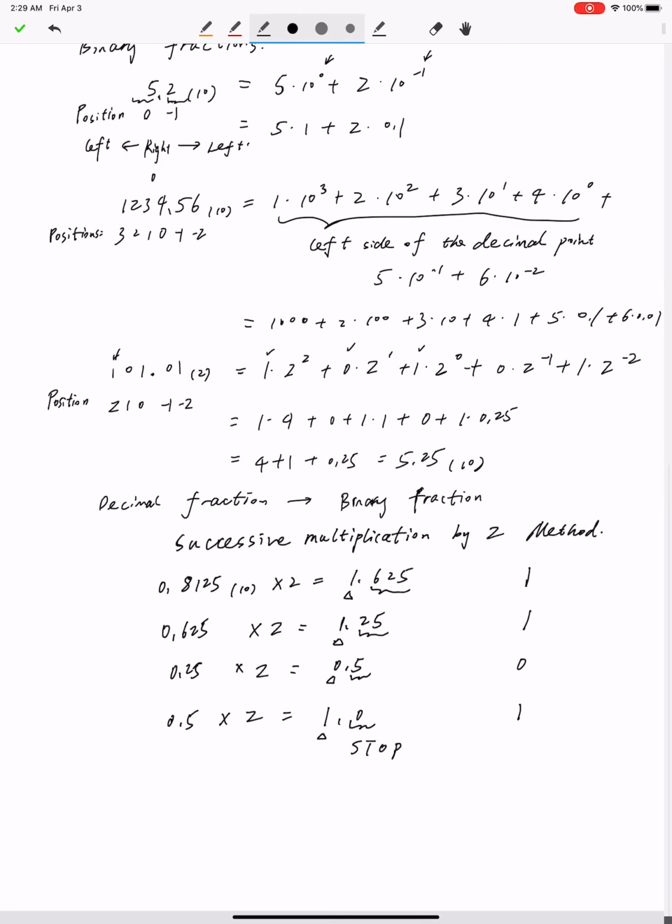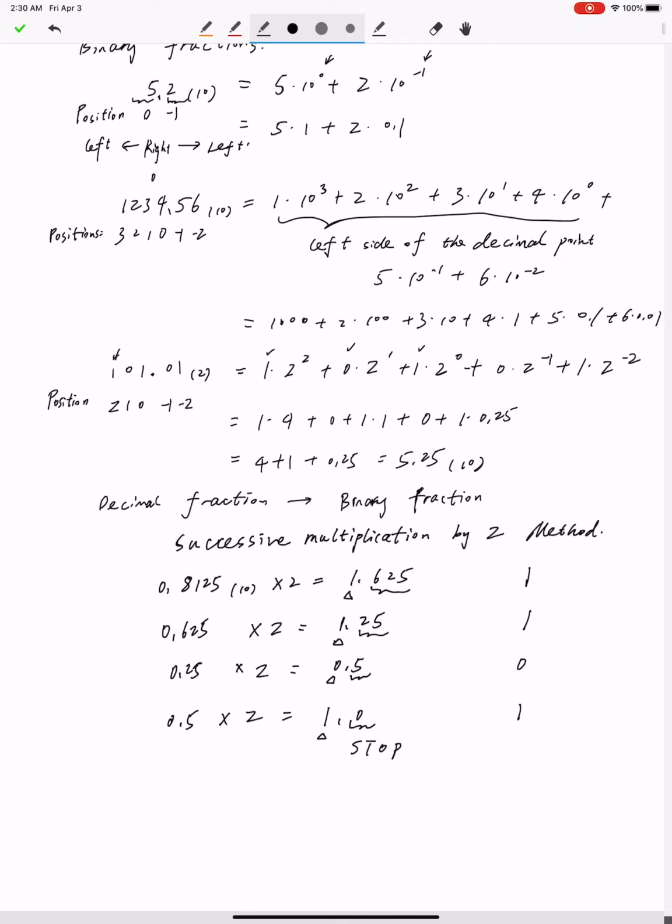Why we need to stop when we have 0 in fraction part? Because as you can see, 0 times 2 is always 0, right? So it is meaningless for continuing to multiply 0 by 2, right? So here we get a bunch of integer values. The binary representation of this fraction number is lying in these integers.